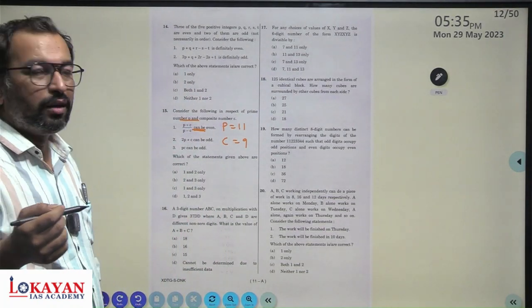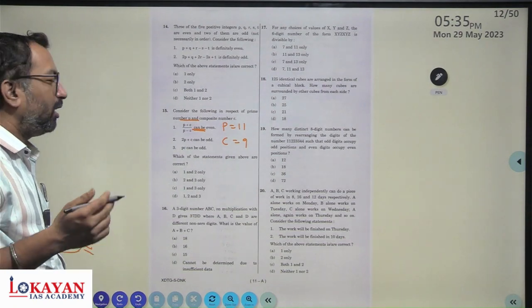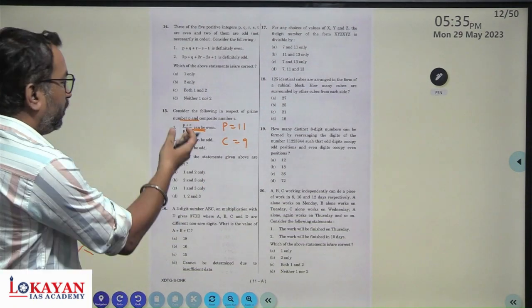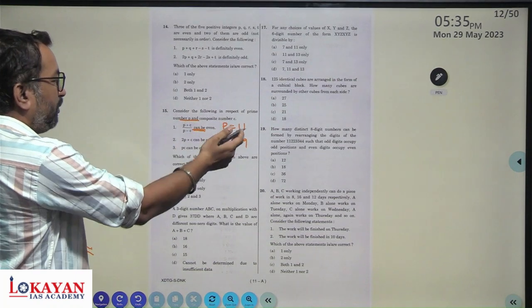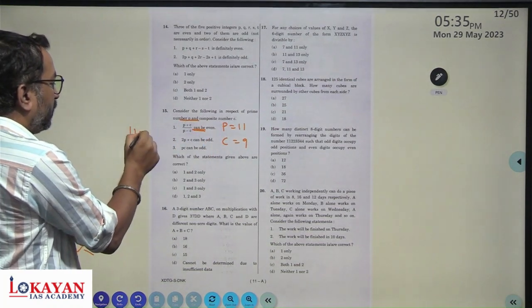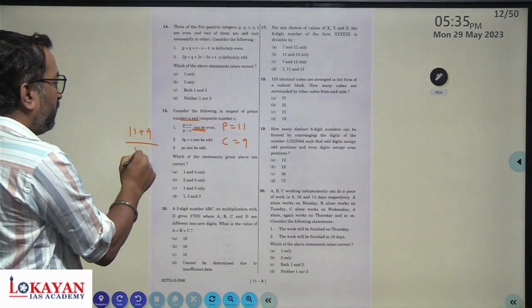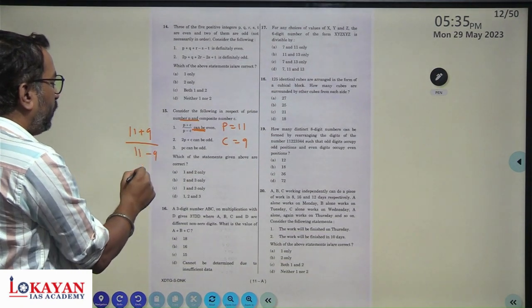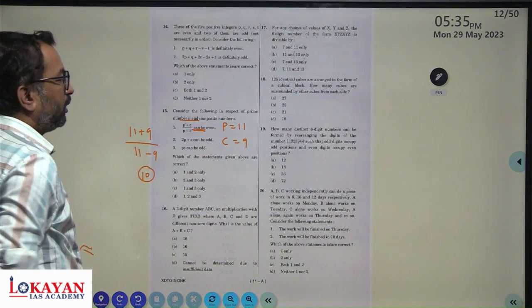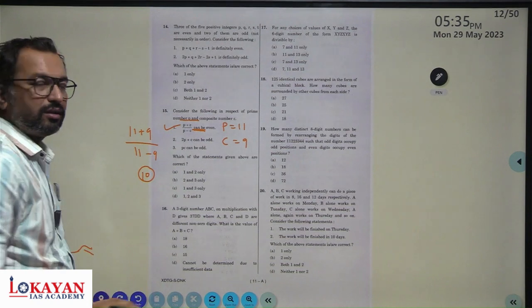They are not being stubborn. They say it can be even. Let's check. Let's put the value. P plus C will be 11 plus 9, divided by P minus C, which will be 11 minus 9. So 20 by 2 will be 10. So it can be even. Yes, we just proved it.